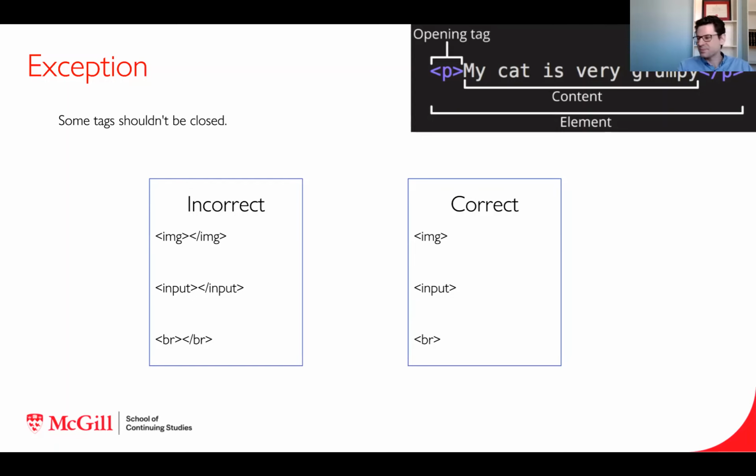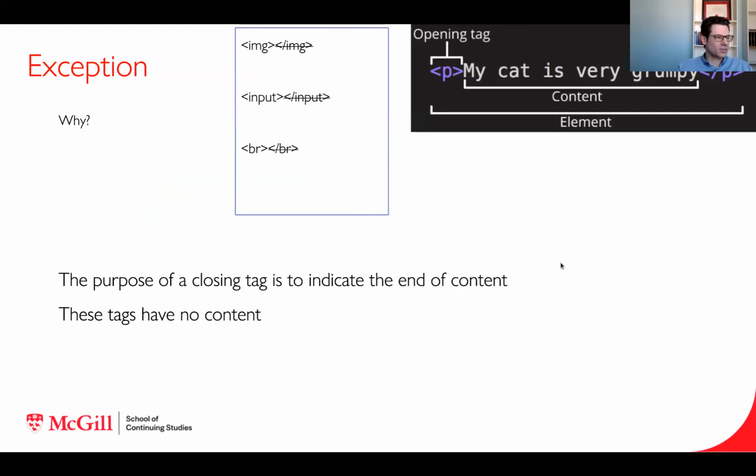Any questions? Why are they never closed? Well, they don't have any content, right? An image doesn't have anything inside. There's the image itself, but apart from the image itself, there's nothing else. BR is to indicate a new line, so it doesn't have any content. That's why it doesn't have any closing tag. So it's good to know why you do things, and this is the reason why.